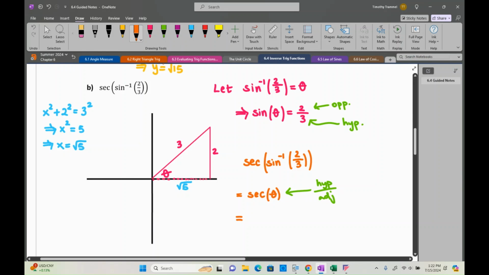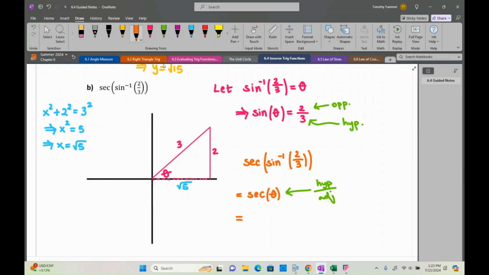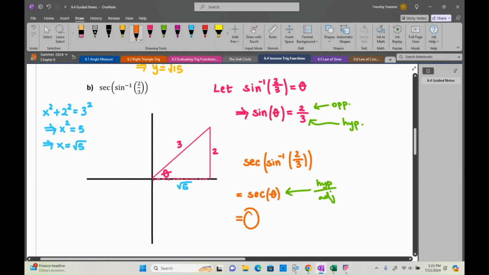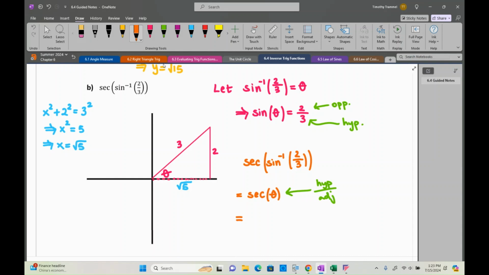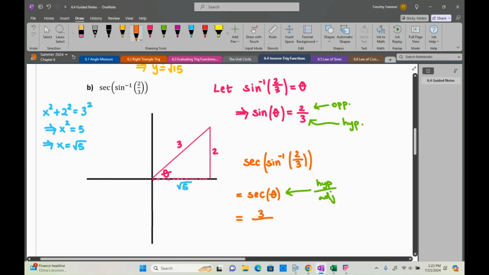And in this quadrant that we're in, quadrant 1, all 6 of the trig functions are positive. So I don't need to include an extra negative up front here like I did on the last one. I just simply need to do the hypotenuse over the adjacent side. So the hypotenuse is 3. The adjacent side is root 5.